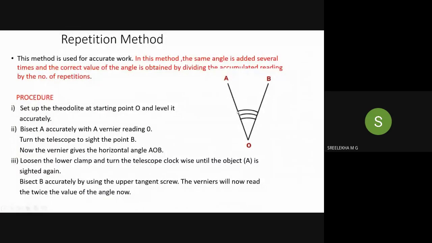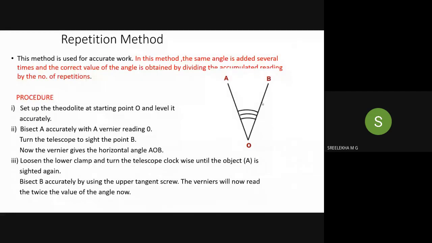Again, rotate the telescope so as to reach the point B again. Now we will get the angular reading at the point B. That will be angle AOB twice, so twice whatever the angle AOB is. That will be read in your verniers A and B. There are two verniers, A and B, and there are two object points, A and B.